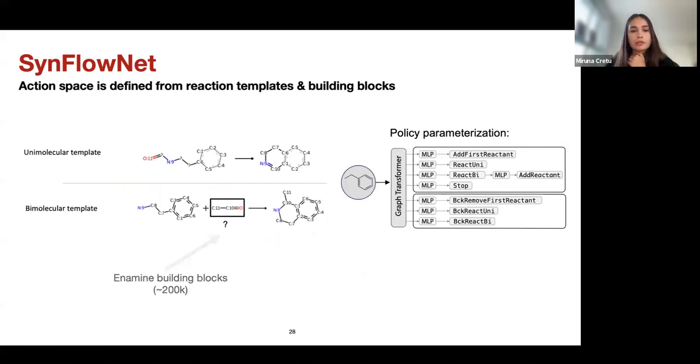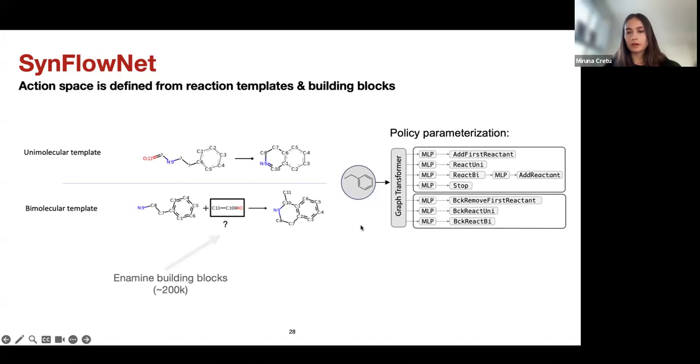Now, the way in which we define these reactions is with something called templates, which can be unimolecular or bimolecular. This means there's a molecule to which we do a transformation, or there's a molecule to which we add another molecule and then do the transformation. And these templates map the rearrangement of the atoms, where the atoms from the reactant end up in the product.